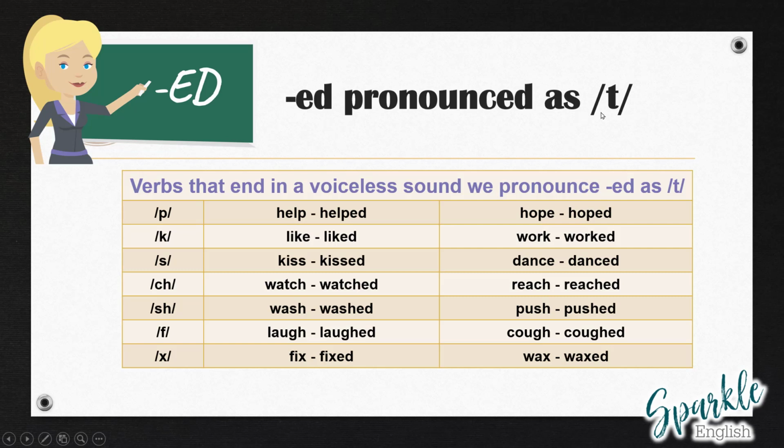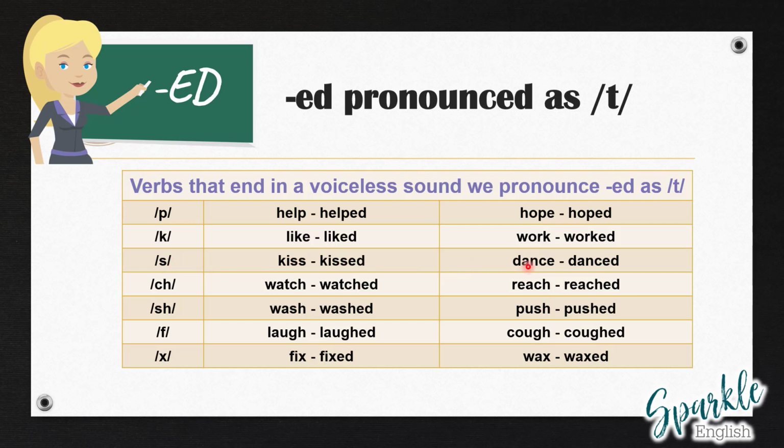ed pronounced as t. So verbs that end in a voiceless sound, we pronounce the ed as t. So here are different voiceless sounds. P, k, s, ch, sh, f, x. So p, we have help becomes helped. Hope becomes hoped. Now this ends in a k sound. Like, liked. Work, worked. The next one, s.